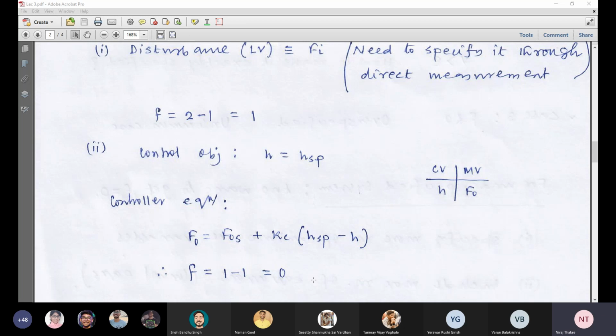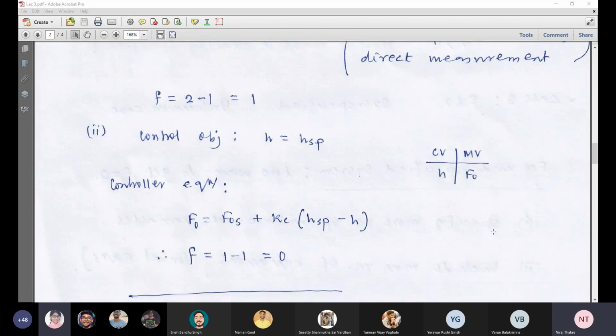You see? And at this point, I want to mention one thing: for the control variable height, we can consider either Fi or F0. I think you are understanding which variable we should prefer among F0 and Fi. Clear? I repeat, for this control variable h, so far we have said the manipulated variable can be either Fi or F0. But through this degrees of freedom analysis, you are understanding which one we should prefer.